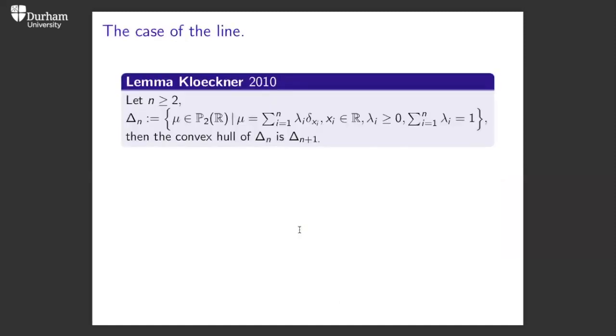Well, I will describe the exotic isometries just in the case of the line, which is the simplest. First, we have this lemma for n greater or equal to 2. This set Delta_n is the set of totally atomic measures mu which are convex combinations of n points in R. And the result is that the convex hull of this set is the next set, the totally atomic measures supported on n+1 points.